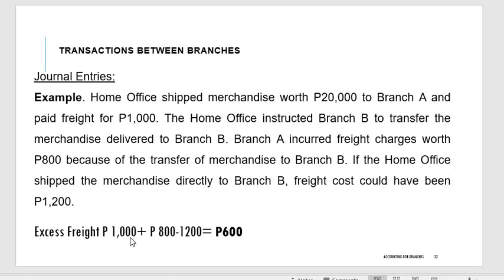Okay. And then when it was shipped from branch A to branch B, naka-incur na naman ng 800. Okay. So yung total na freight na is 1,800. Pero if it was shipped directly to B, it could have been only 1,200. So may excess freight na 600, and this 600 is additional expense sa side ni home office. So how do we record these transactions?